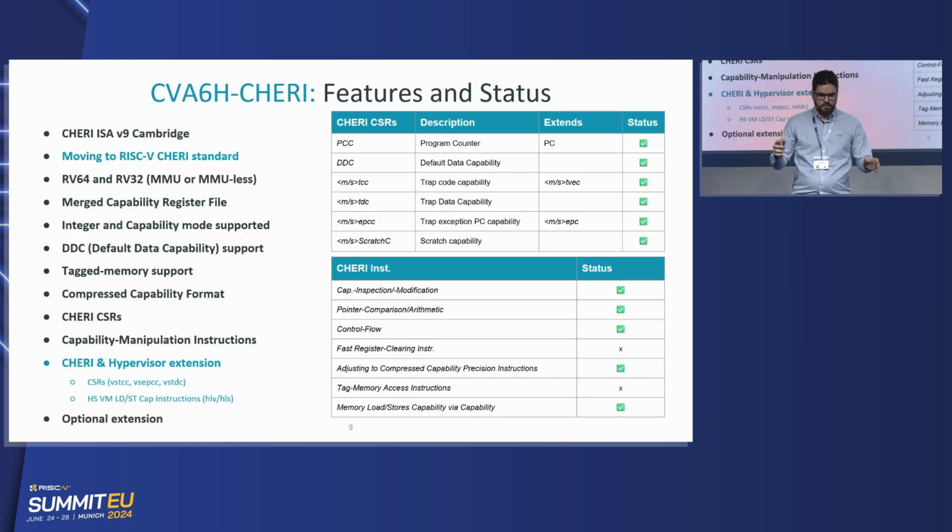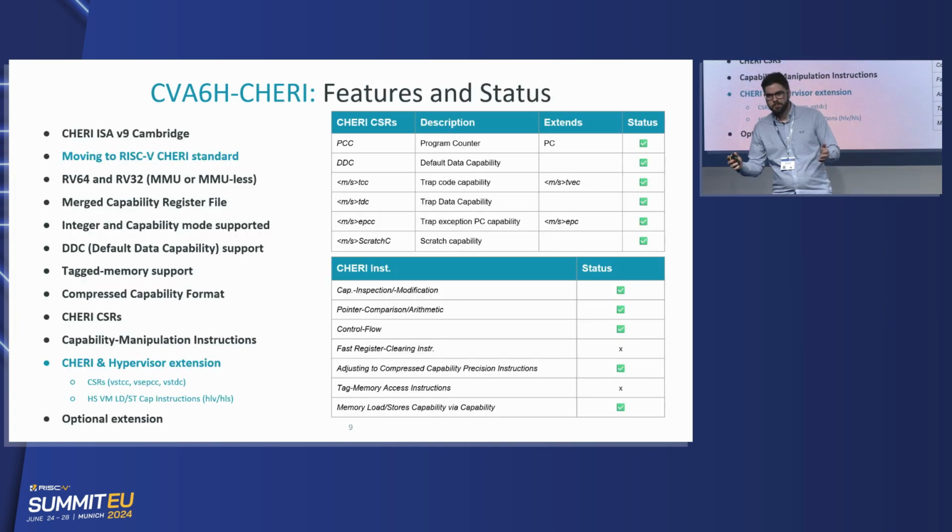This is what the features and status look like. Right now, what we have is an implementation compliant with the CHERI ISA version 9 of Cambridge. We are starting to move to the CHERI standard. We only implement the 64-bit RISC-V, but we plan to implement also the 32-bit, with MMU or without MMU, because the CVA6 is very parameterizable. We have the merged capability register file. We also support the two modes, so you can have pure capability code or hybrid code. We implemented the compressed capability format.